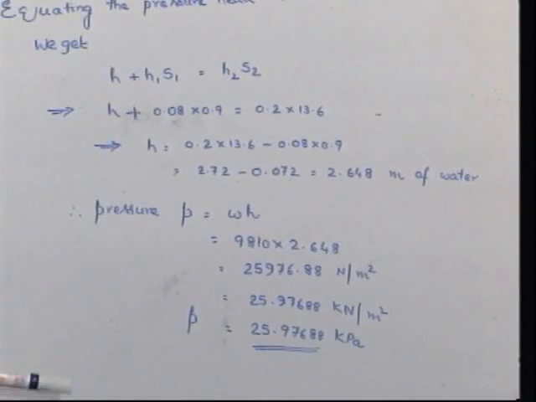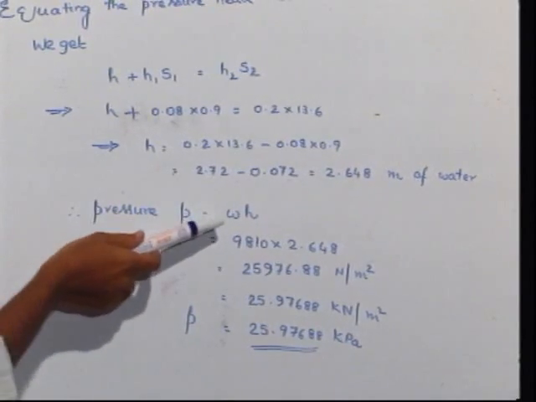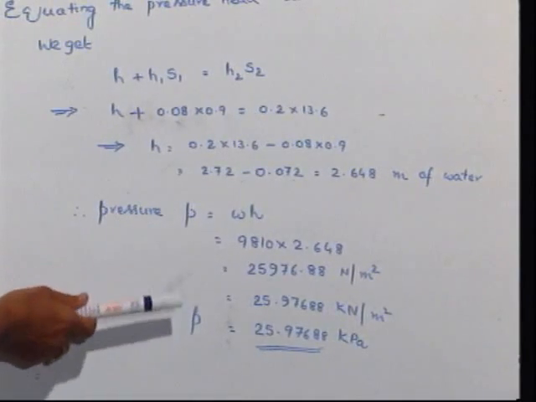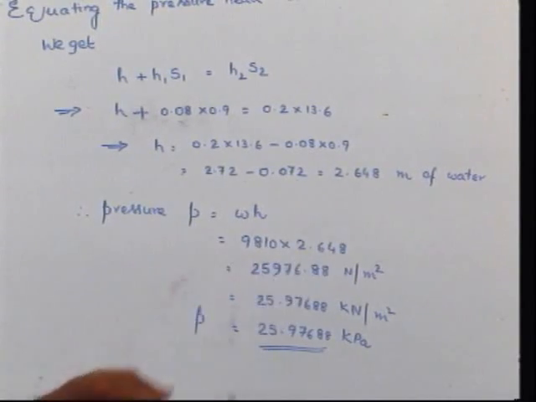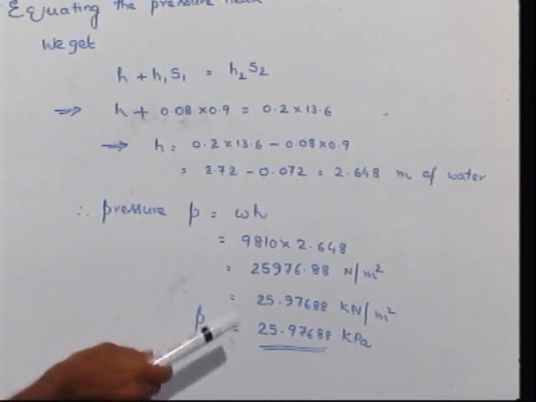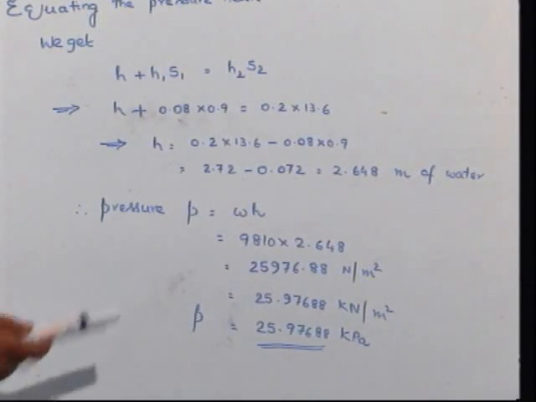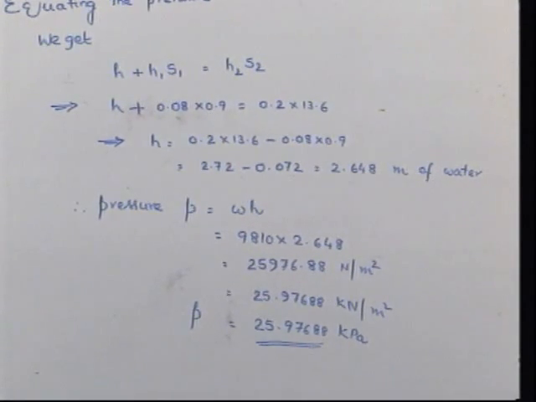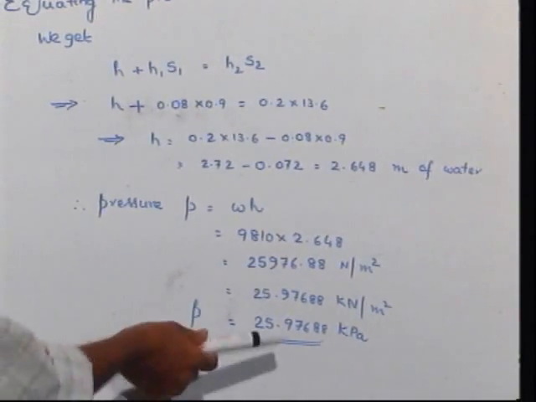Since we have all taken in meters of water, it is pressure head in terms of water. Now the pressure is given as P is equal to wH, where w is the specific weight of water. Substituting the value of specific weight of water in this formula, we get P is equal to 9810 into 2.648, which gives you the answer as pressure P is equal to 25,976.88 Newton per meter square. Converting this into kilonewton per meter square, we get the value as 25.97688 kilonewton per meter square. Anyway, Newton per meter square is called pascals, so we get the answer as pressure P is equal to 25.97688 kilopascals.